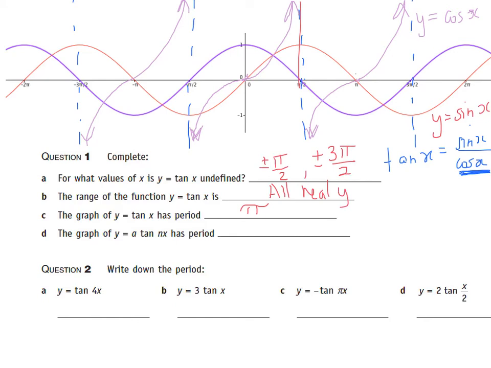We just talked about the period being pi. It's repeating every pi units. And so now when we're going to do modifications, our period then becomes pi on n. So the period of this graph here, tan 4x, is going to be pi on 4. So whatever the coefficient of x is really. Here it's just going to be pi on pi, which simplifies to 1. And pi on half, which becomes 2 pi.